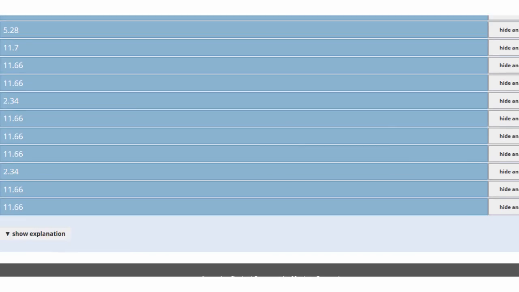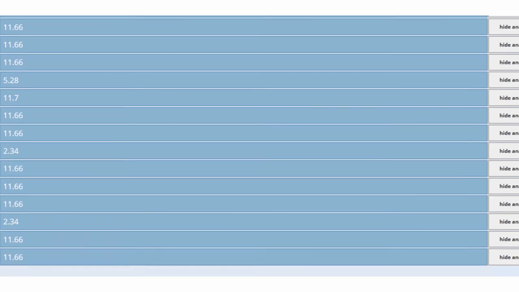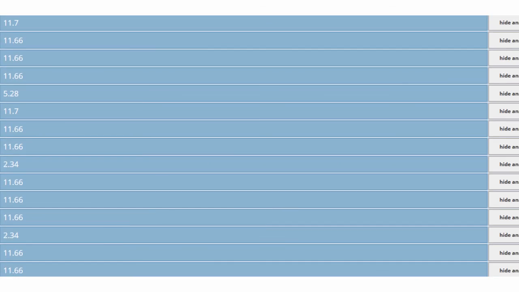11.66 is correct with the correct number of significant figures. Those that have 2.34, what did they forget to do? Subtract from 14, right. So the 2.34 was the pOH. We wanted the pH.